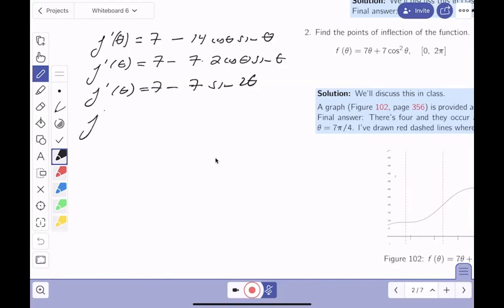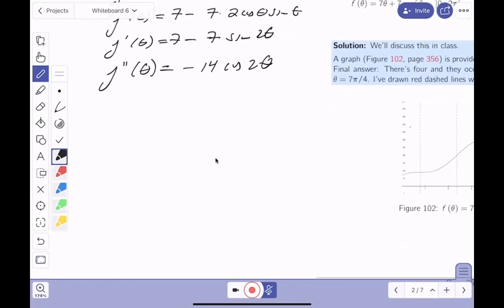Let me get my second derivative. And again, I'm hoping it's easy for you to do this now. And let's take a look. That's going to be what? That's going to be minus 14 cosine of 2 theta. Now, this is an exam question. You're going to get credit for writing that down.